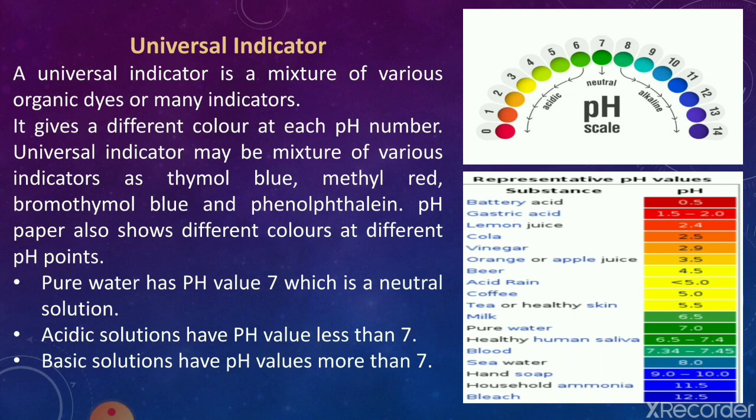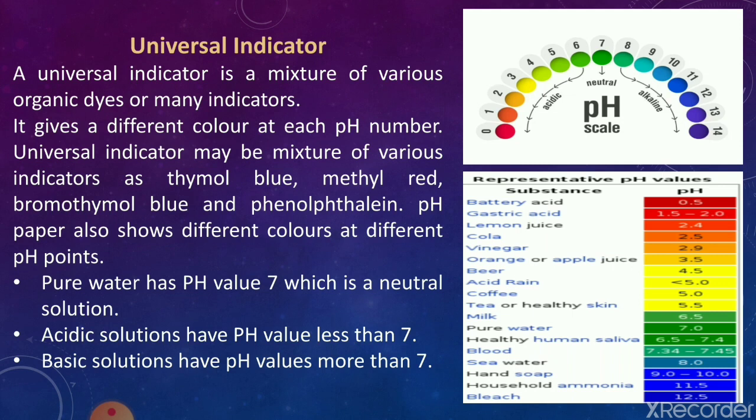It means that universal indicators, the pH scale, are also like that. They tell us how strongly acidic a substance is. Here we can say that battery acid is very strongly acidic, and bleach is very strongly basic. So the pH scale or universal indicator tells us the strength of any material, how strong an acid or how strong a base any material is.